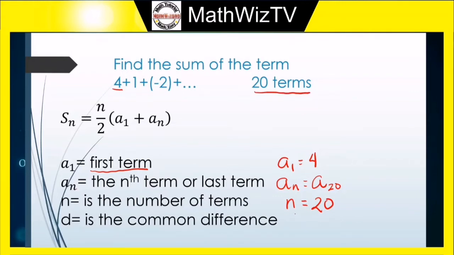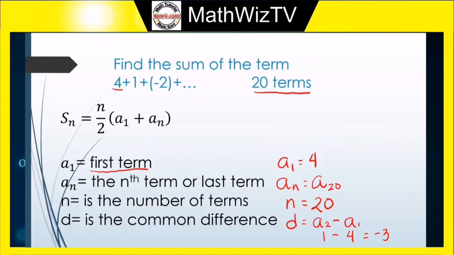Okay, next is to find d. We all know that d is the difference of the succeeding terms. So what we will do is to write a sub 2, which means we need to find the second term, minus a sub 1, which is our first term, and then subtract it. So our second term is 1 minus the first term, which is 4. Therefore, the answer is negative 3. The value of our d or common difference is negative 3.